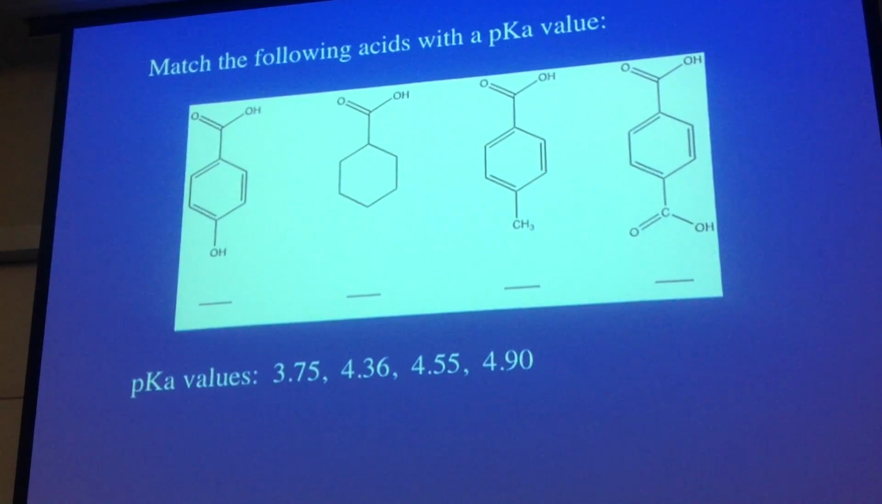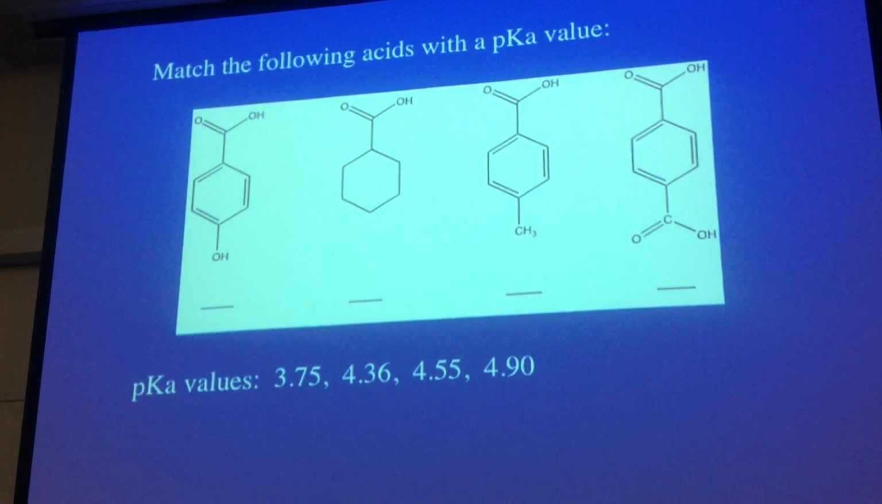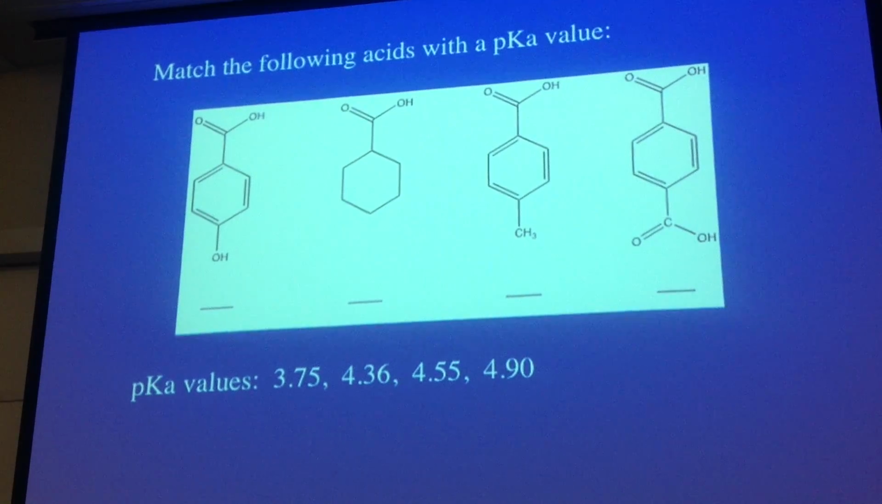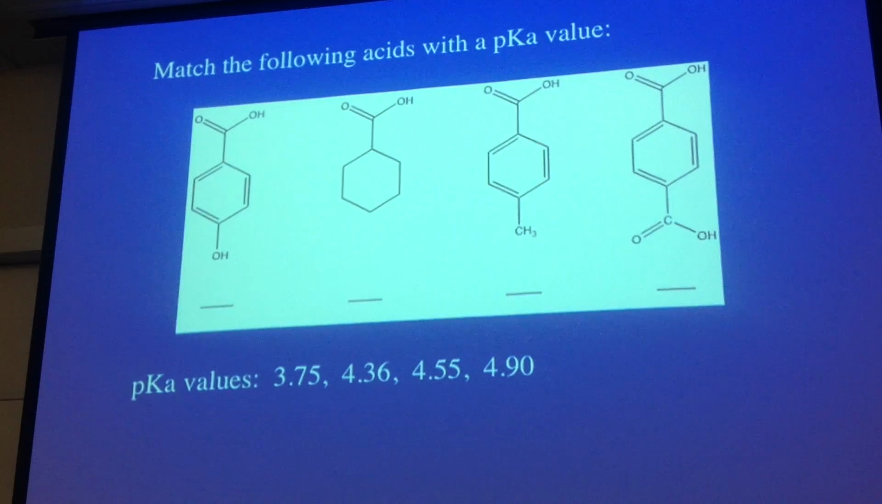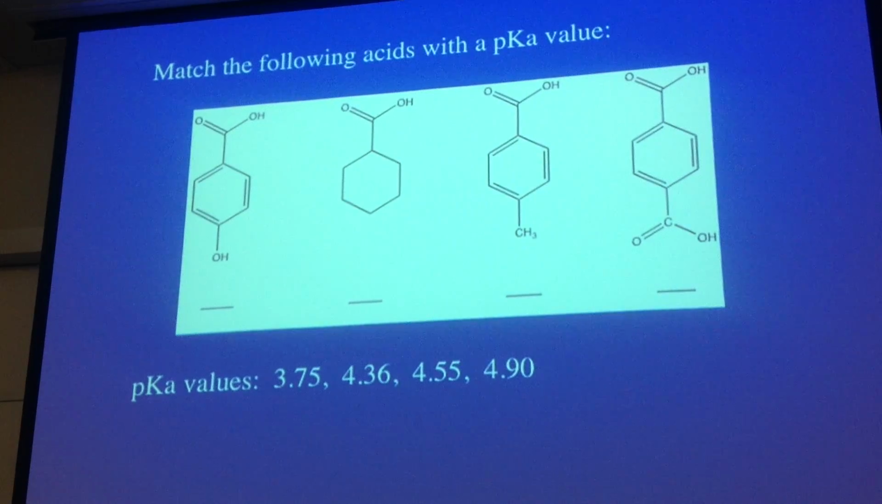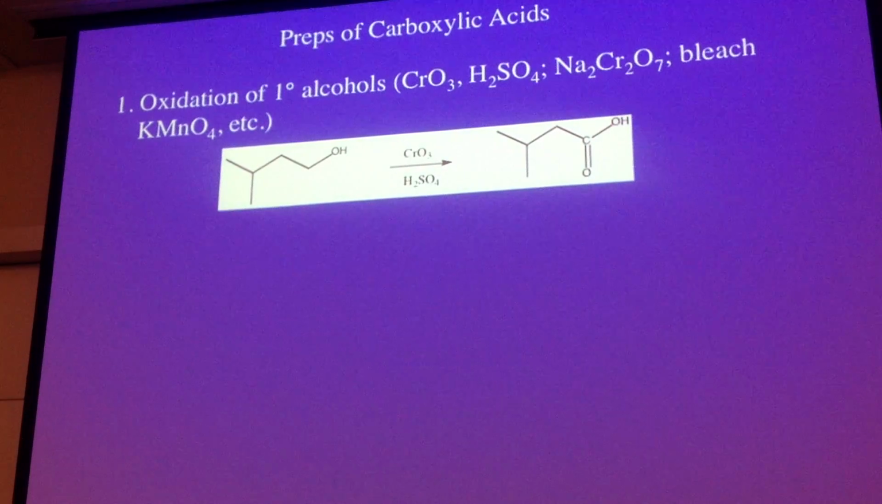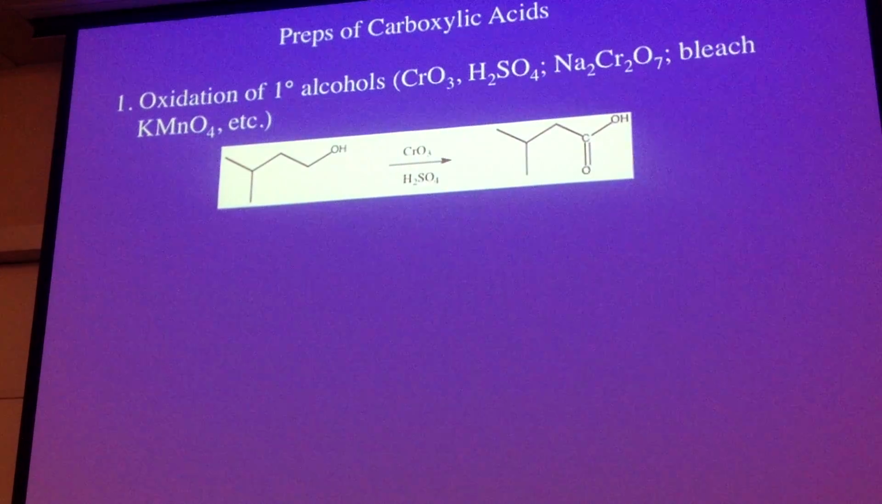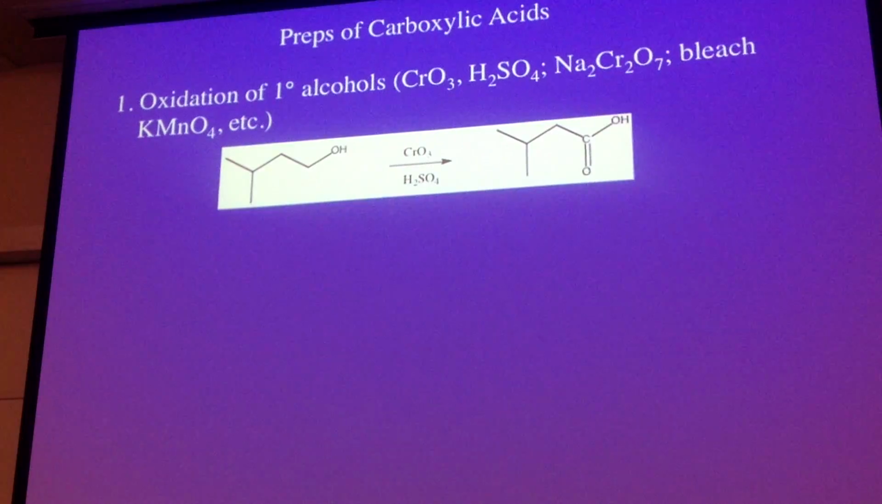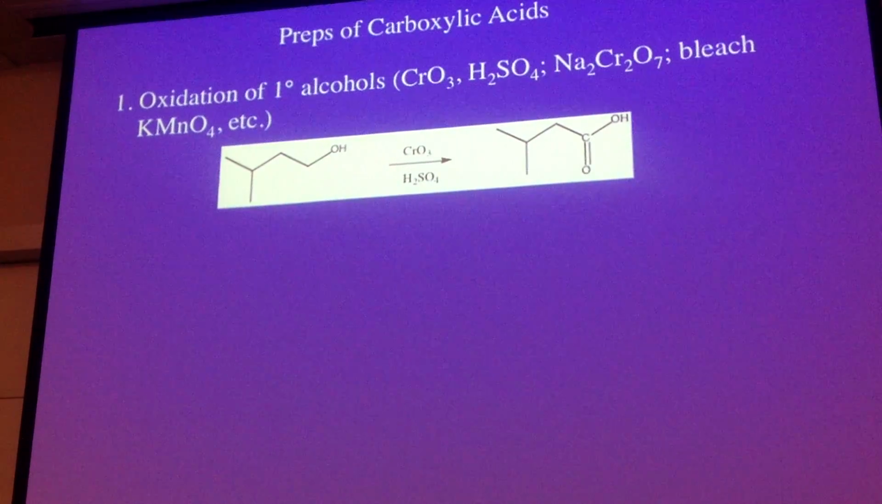It sounds from your answers like you guys are all pretty comfortable with this. All right. This next part is almost all review. You guys already know how to do this. First thing you can do is oxidize a primary alcohol with just about anything but not DCC. So everyone's got that down.